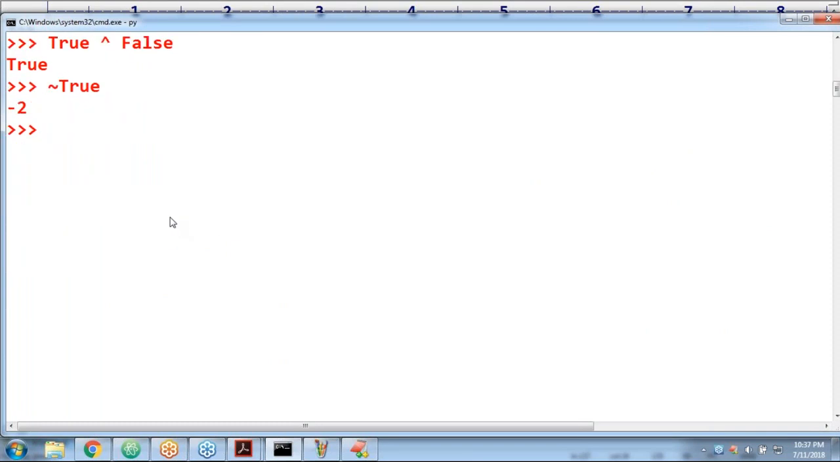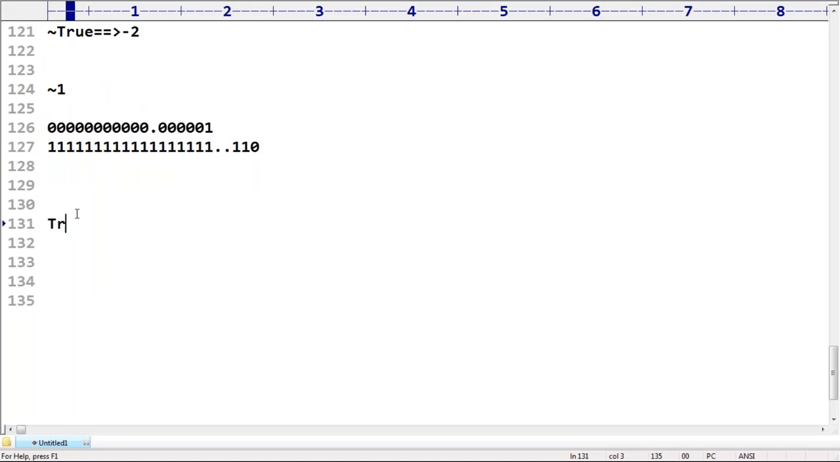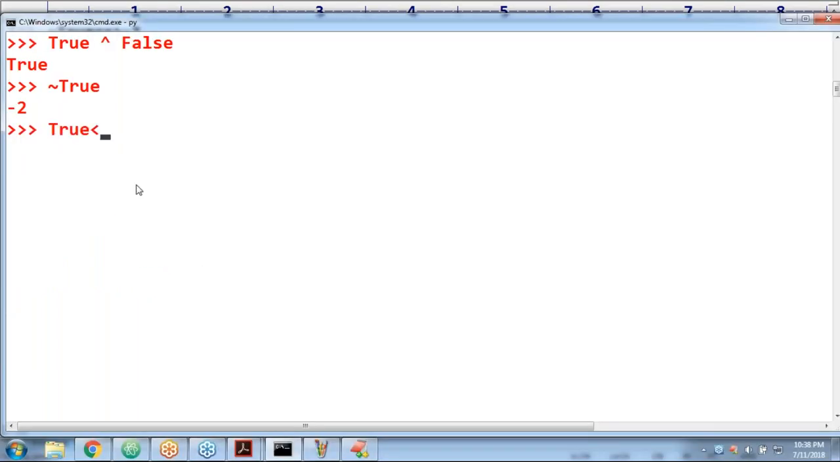Okay, next, the last one. True left shift 2. Can anyone guess the answer? Very simple, 1 left shift 2. How can you represent 1? 0, 0, 0, 0, 1. I want to shift 2 cells to the left. If you shift 2 cells to the left, 2 vacant cells will be there, so we have to add 0, 0. Then 1, 0, 0 means 4. That's why true left shift 2 is 4.